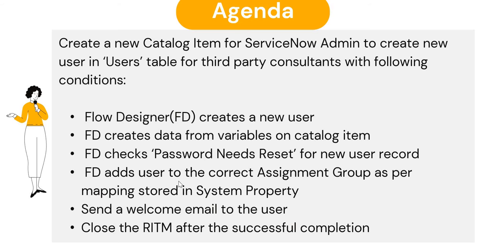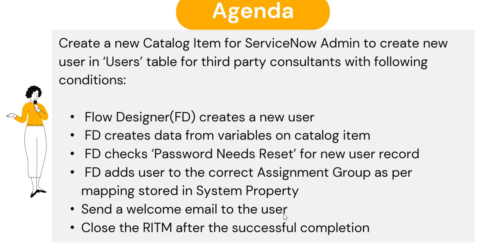Next, Flow Designer adds the user to the correct assignment group. How we will be doing this is we will be storing a system property which will have the mapping between the company and the assignment group name. I will be showing you that on my ServiceNow instance. In that mapping, for example, if I select company name in the form as Acer, then the assignment group should be database. That means when the user is created, the user should be automatically added to that group.